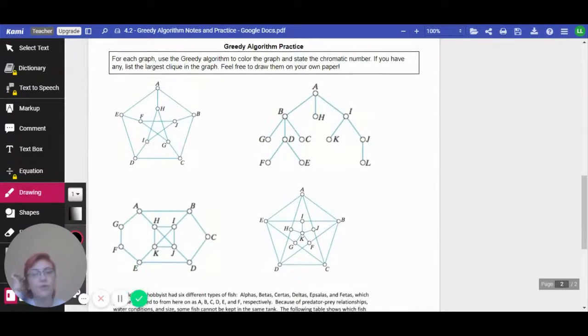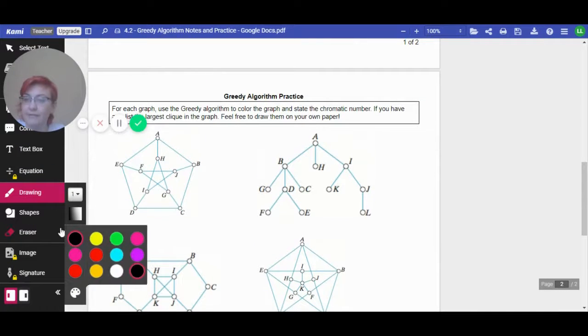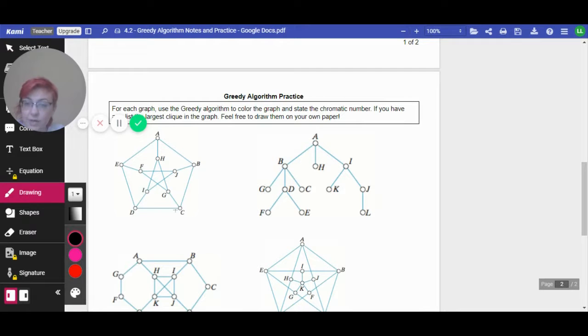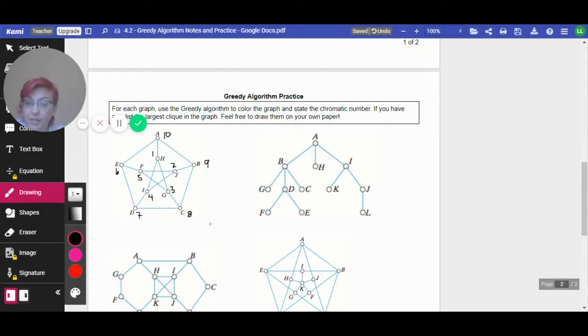All right. So for the greedy algorithm here, I need to label my vertices. So degree 3, 3, 3, 3, 3, 3, 3, 3, 3. All of these are degree 3. So I'm going to do 1, 2, 3, 4, 5, 6, 7, 8, 9, and 10.